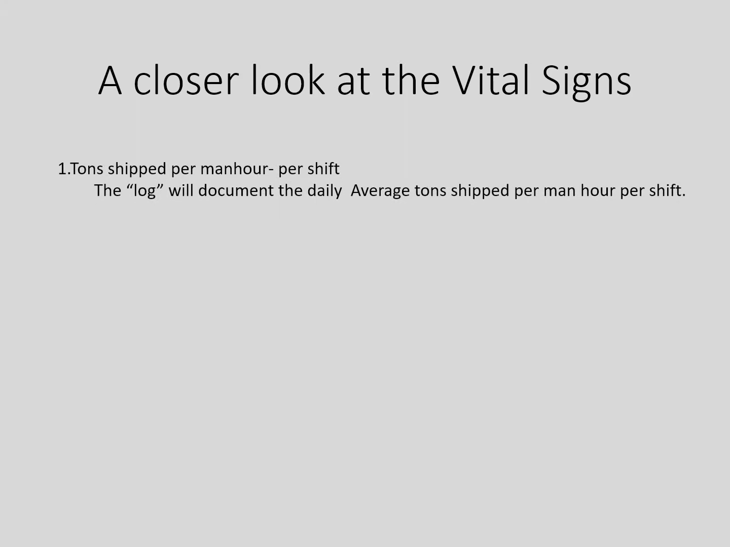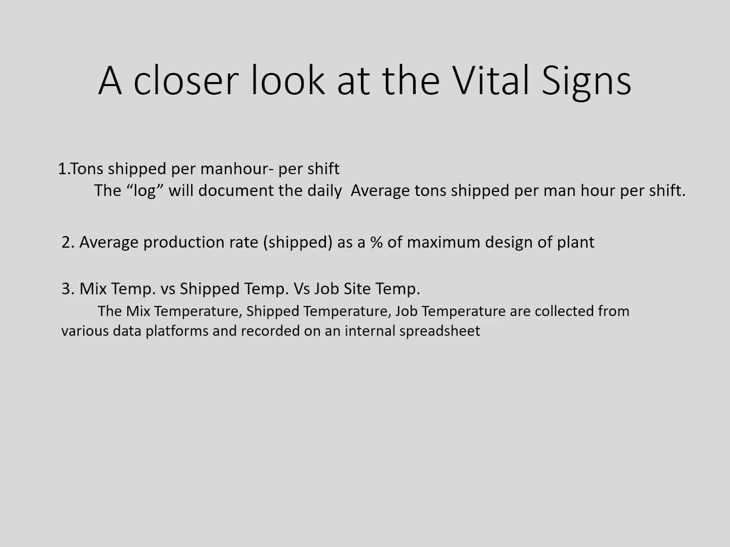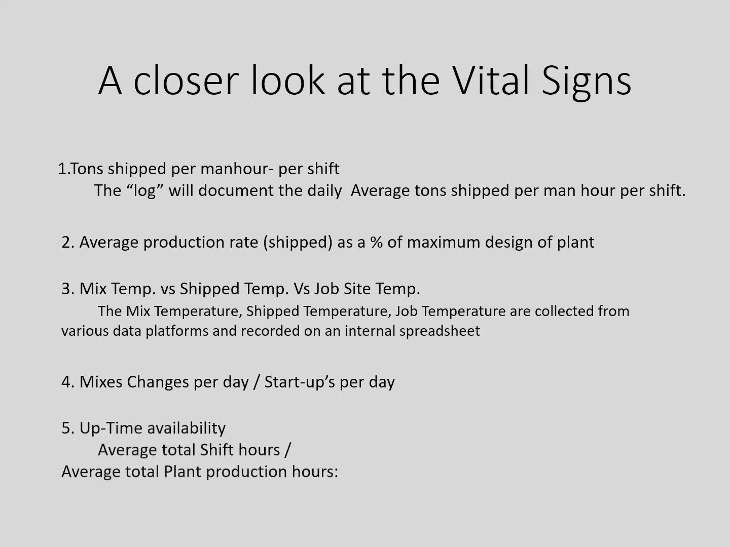Let's take a closer look at the vital signs. Tons shipped per man-hour per shift. The log will document the daily average tons shipped per man-hour per shift. Average production rate as a percentage of maximum design of the plant. Mixed temperature versus shipping temperature versus job site temperature. Mixed changes per day, startups per day. Uptime availability.